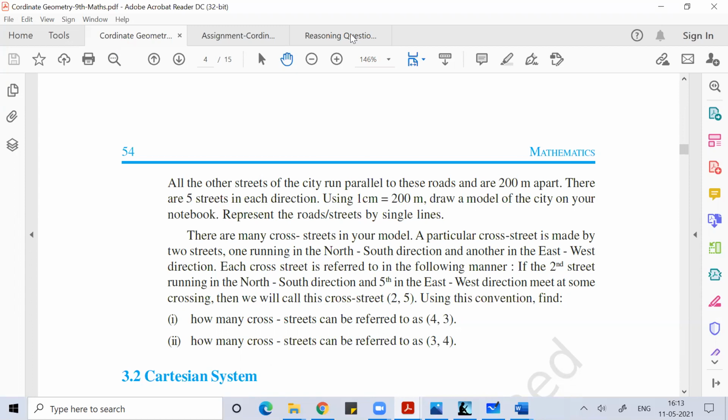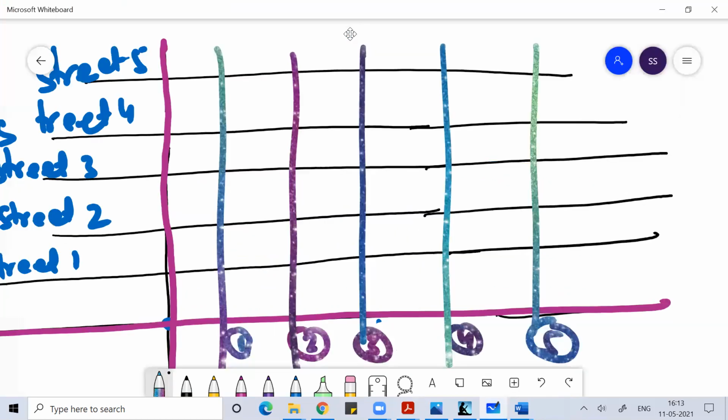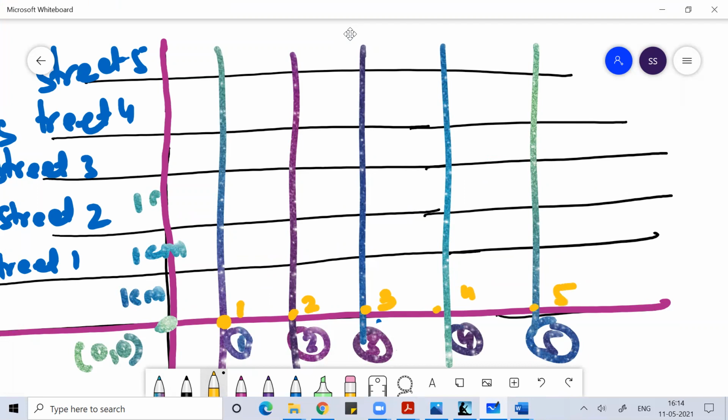Using 1 centimeter equal to 200 meters, you know that each street is 200 meters apart. So this all would be 1 centimeter apart. So with the scale, I can do all this. This is 0, 0, 0. This is 1, this is 2, this is 3, this is 4, this is 5. All are at a distance of 1 centimeter in my scale, but in reality, they are 200 meters apart.